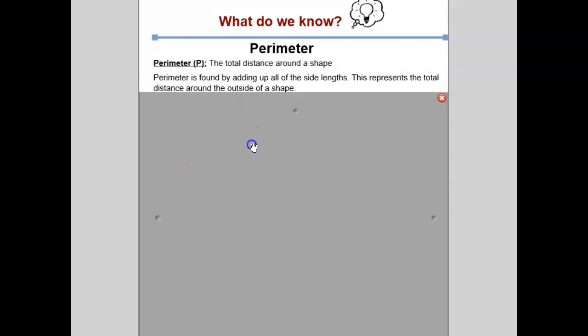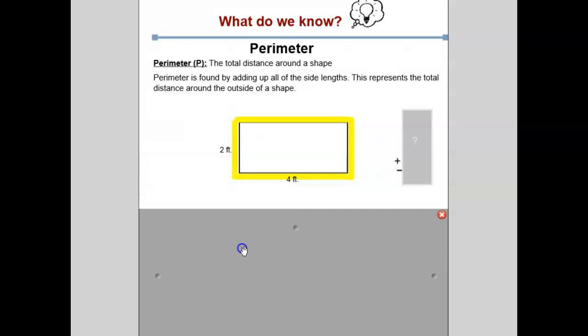Wonderful job, third graders. You are exactly right. The perimeter is the total distance around the shape. And we find the perimeter of any shape by very carefully adding up all of the side lengths. And we know that all of the side lengths added together represents the total distance around the outside of a shape. Last lesson, you got really good at determining the perimeters of rectangles.